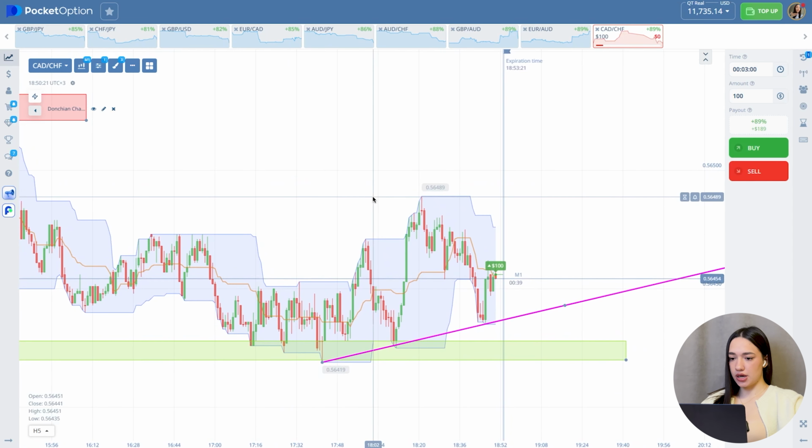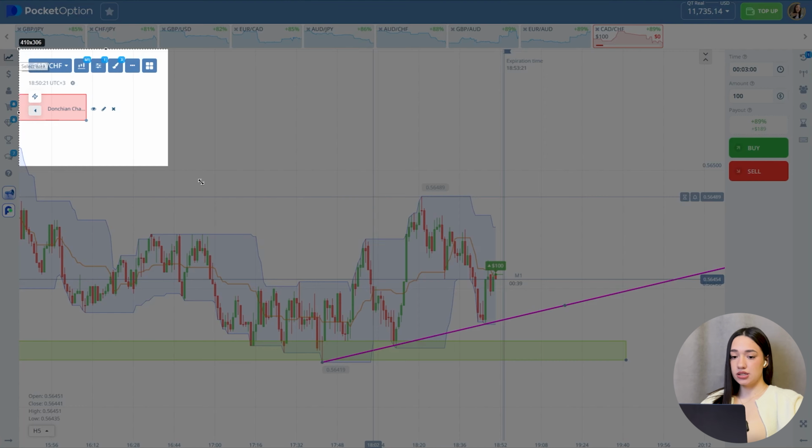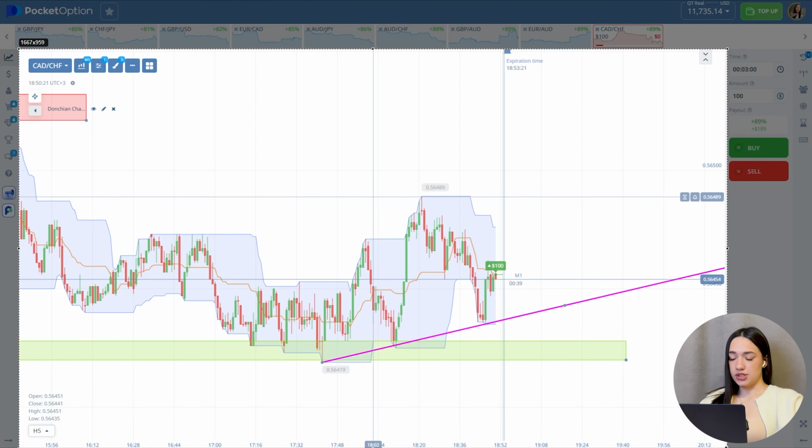Let's highlight the working area so that I can explain to you the entry point in more detail. Well, you see, we just marked the support area with a green rectangle, and there are several touch points from which price has already reacted. Then I drew a trend line, and the second touch point also worked out according to this line. I just decided that there is a potential for further upward movement.